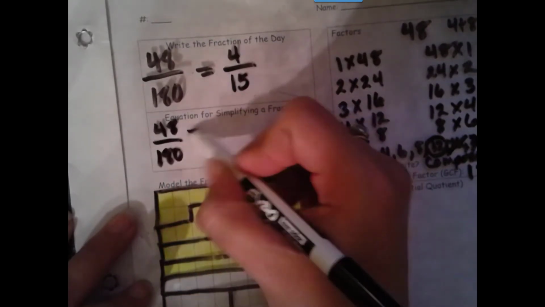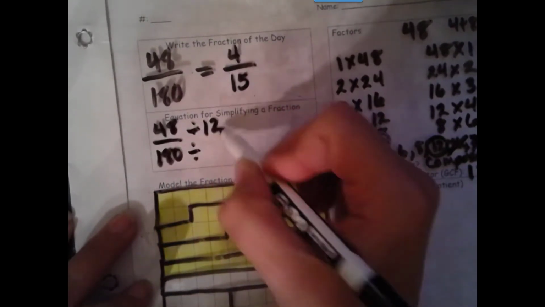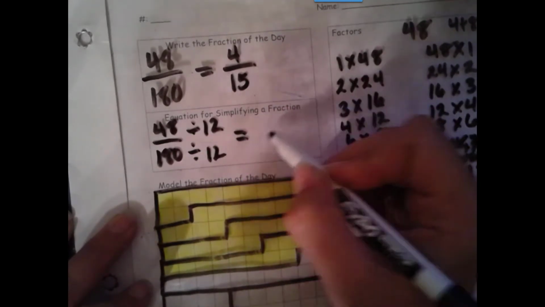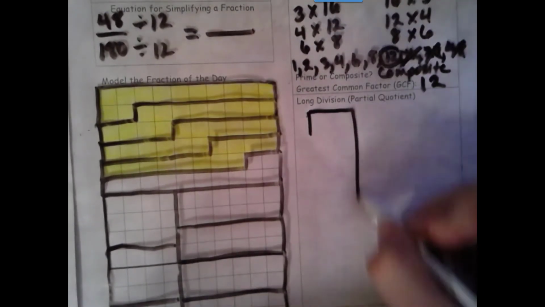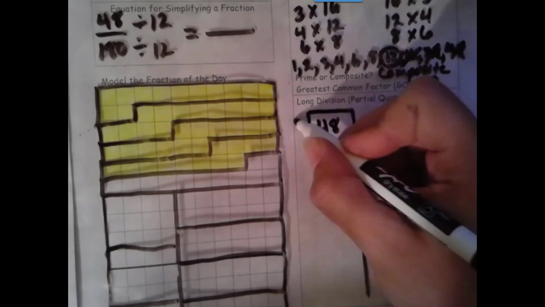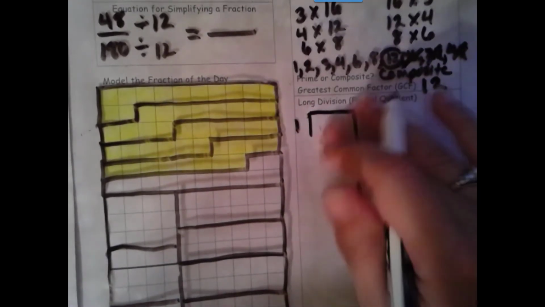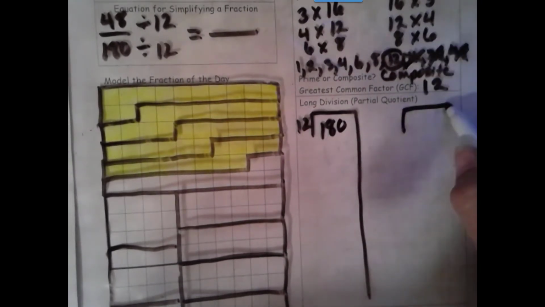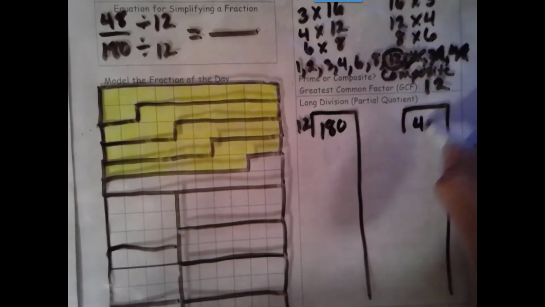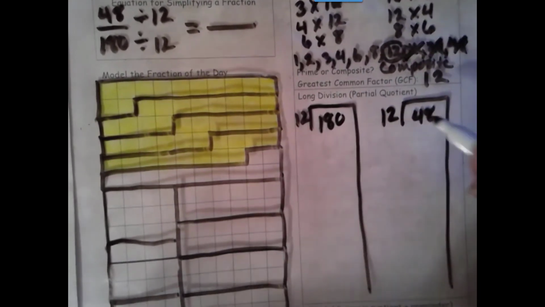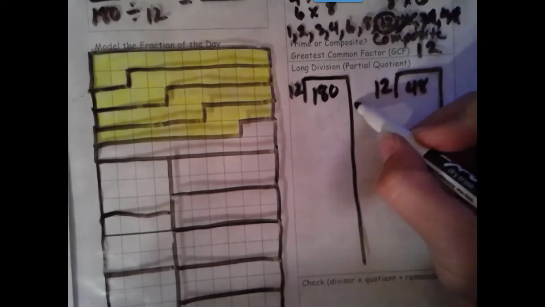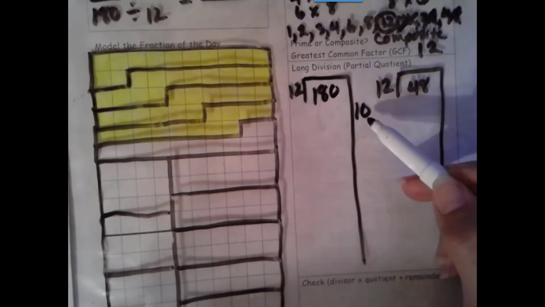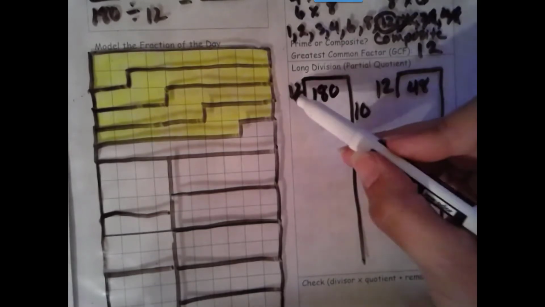Okay, so now that we've done our division with our model, let's go ahead and do it with our algorithm. We're dividing into groups of 12. Okay, 180 first, divided by 12, and 48 divided by 12. Let's see. I do 10, because when I multiply by 10, everything moves over a place.